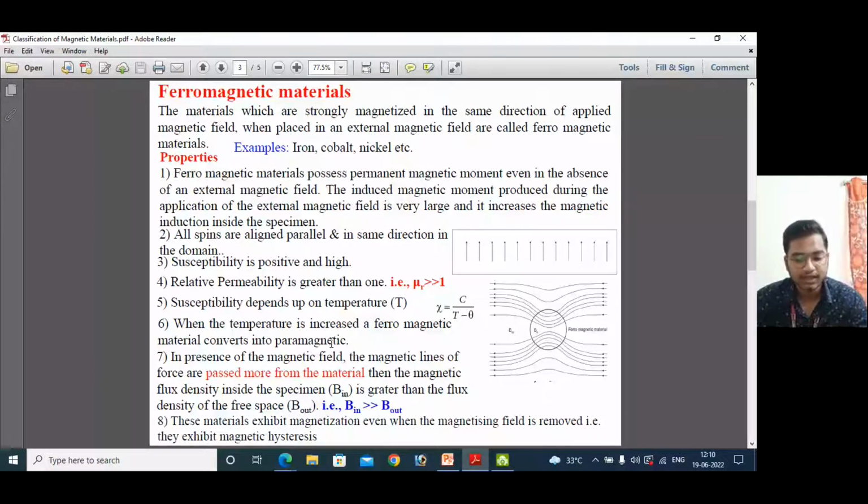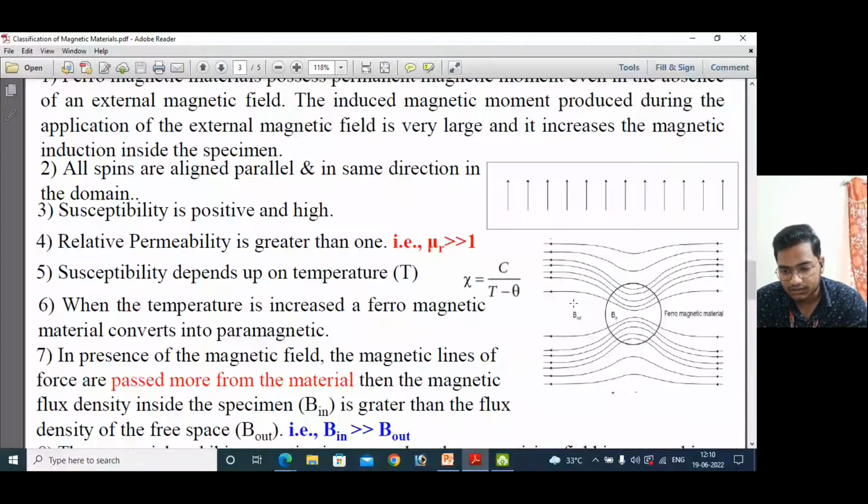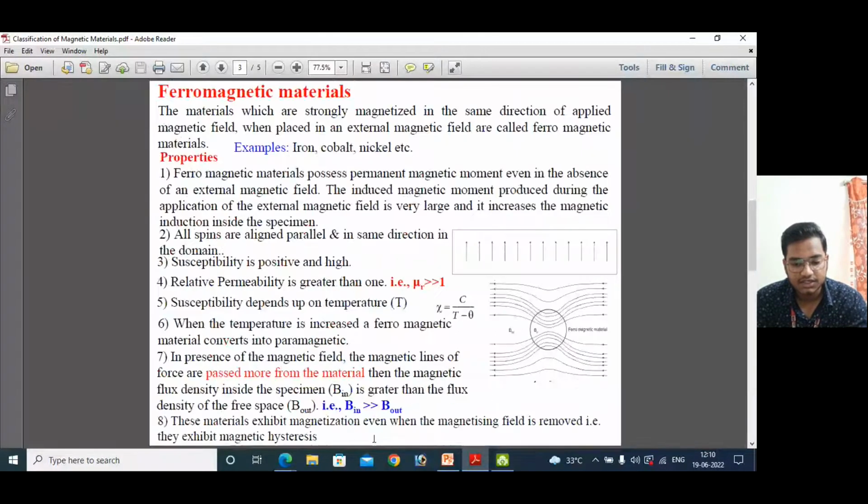In the presence of the magnetic field, the magnetic lines of force pass through the material, then the magnetic flux density inside the specimen is greater than the flux density of the free space. We can see here the magnetic lines of force inside a specimen are very much greater than the magnetic lines of force outside the specimen. These materials exhibit magnetization even when the magnetic field is removed, that is, they exhibit magnetic hysteresis.